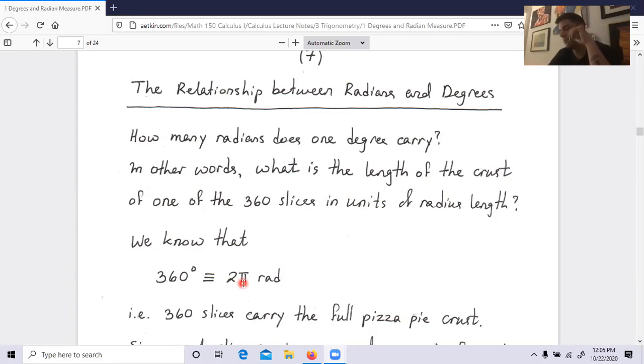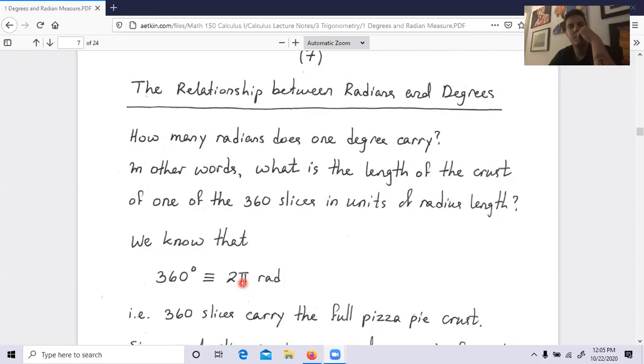So if the full pizza carries 2 pi radians, you understand what radians are again, guys? Radians are just the crust. How much is carried by 1 Babylonian slice? How much of the full crust is carried by 1 Babylonian slice? 2 pi over 360. Beautiful. Do you understand, guys? It's so simple, right?